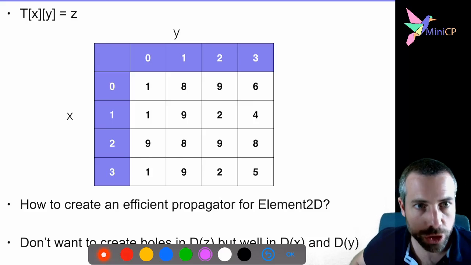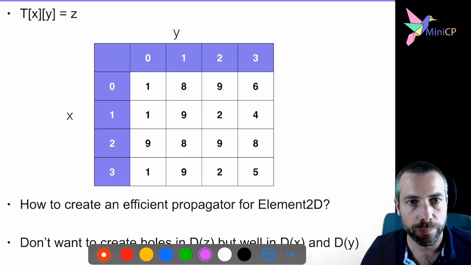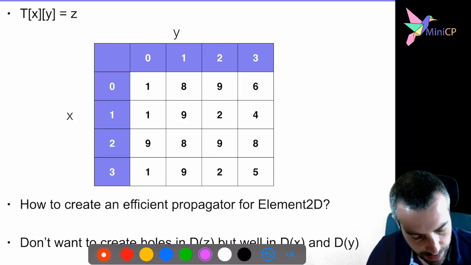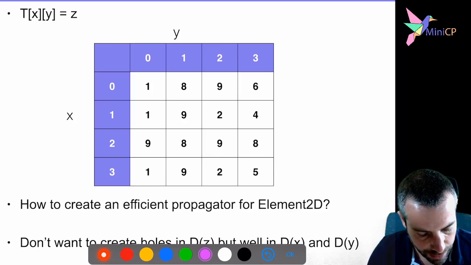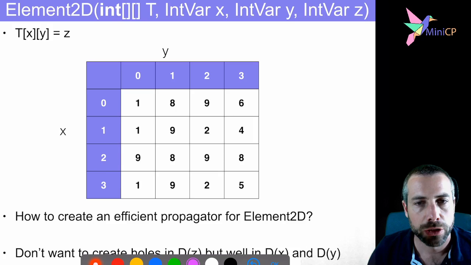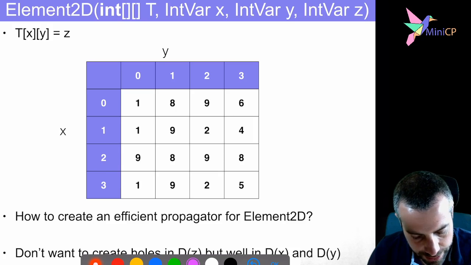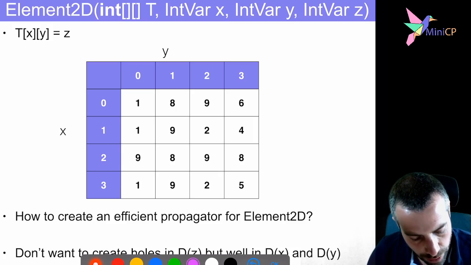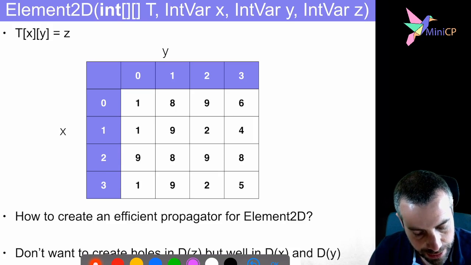The element constraint is this one. So you are given an array T of integer values, and then you have the domains X and Y. I will reduce slightly. So you are given an array T. You have the variable X, you have the variable Y, and you want to have the relation that is always satisfied: T indexed by the variables X and Y equals Z.